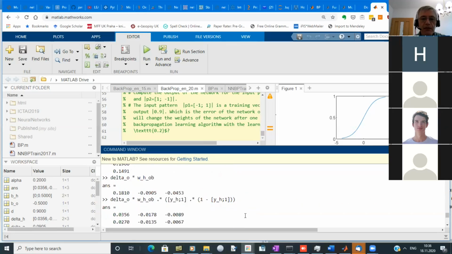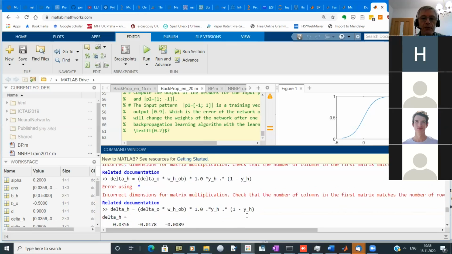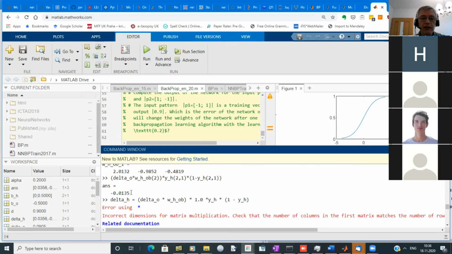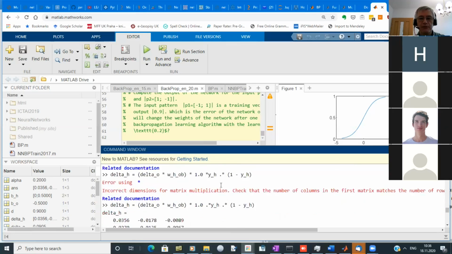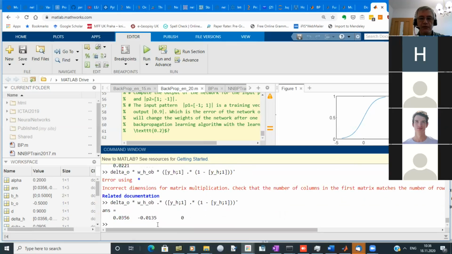So above we computed the delta term for the second hidden neuron. It was this value. And we can see that it's really the second one. So now we obtain the delta O as a row vector. We can keep it in this way. And using delta O, we can update the weights between the input and hidden layer.